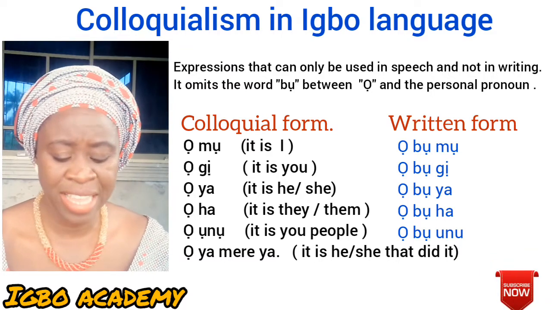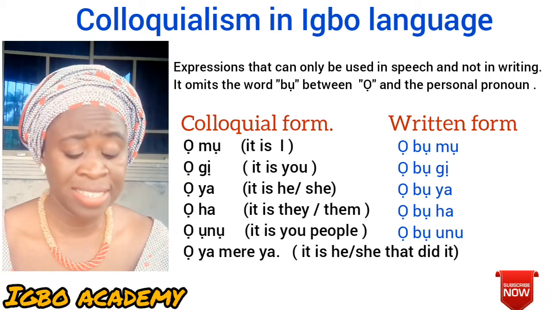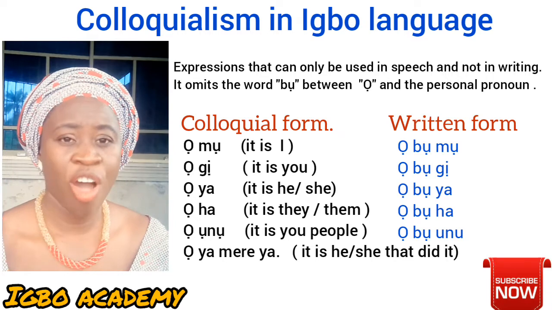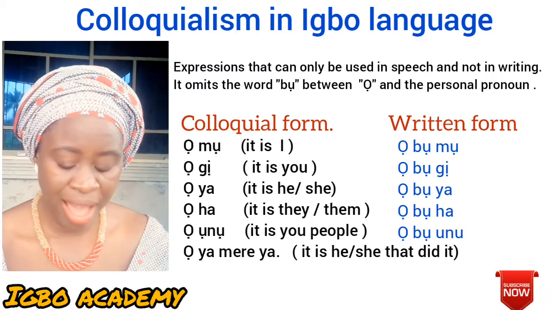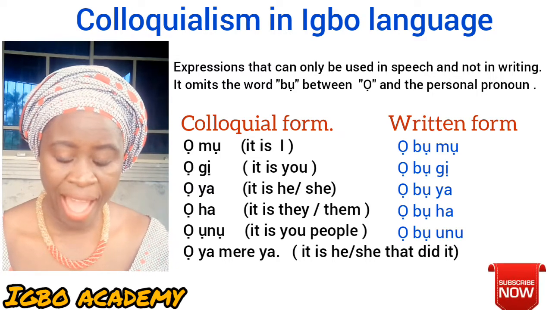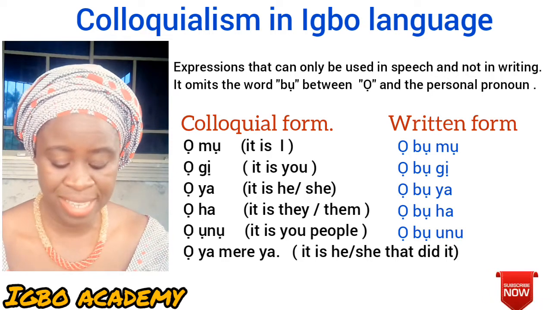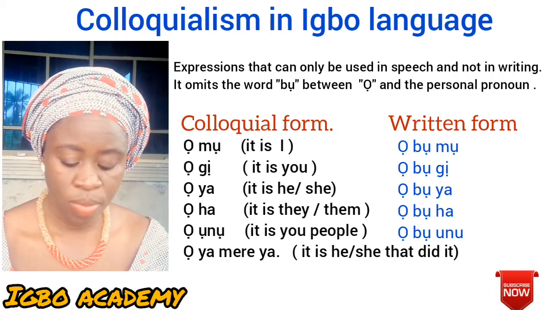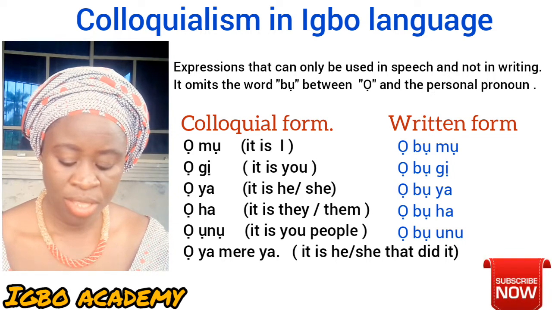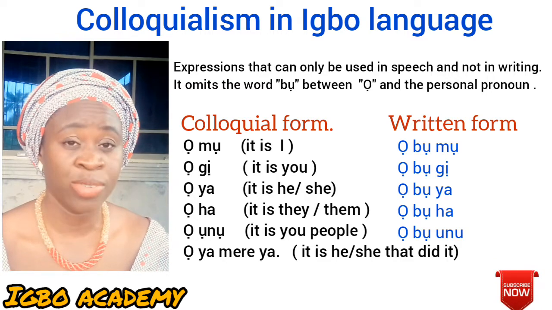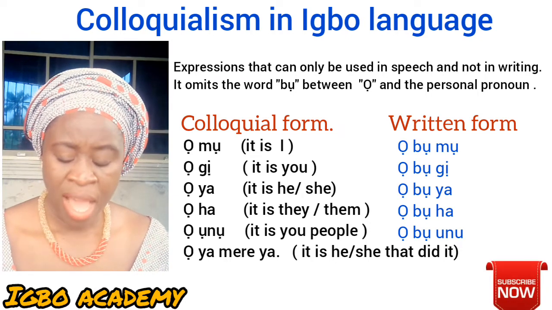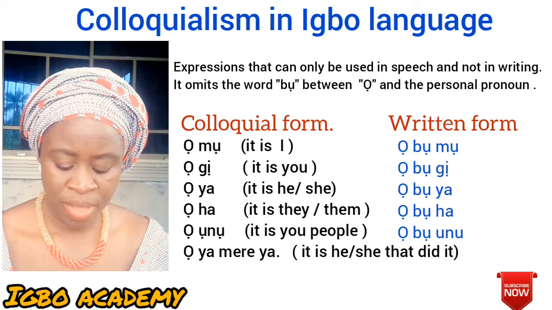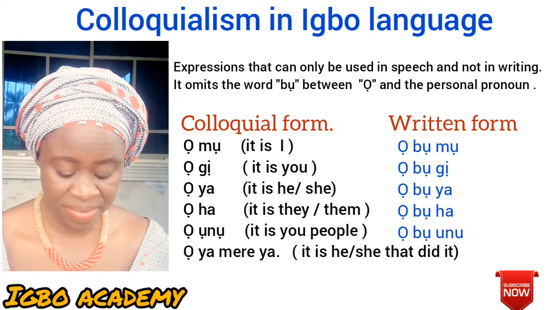Sometimes we hear ourselves saying things like "omu." "Omu" means it is I. "Ogi." "Ogi" means it is you. "Oya." "Oya" means it is he or her. "Oha." "Oha" means it is them or it is they. "Unu." "Okwa ya mere ya." It means it is actually he that did it, or it is actually she that did it. "Okwa ya mere ya." So these expressions above are mainly colloquial and can be used in speech and not in writing.